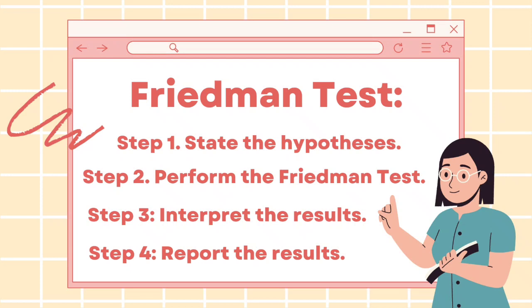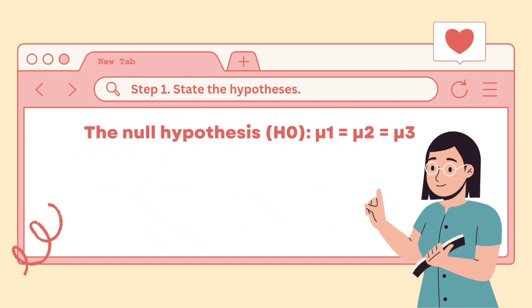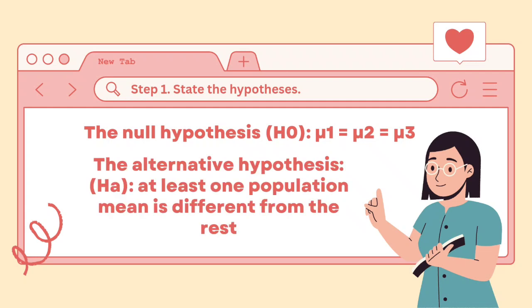So first, let's move on to step 1. Step 1 is to state the hypothesis. The null hypothesis is mu sub 1 equals mu sub 2 equals mu sub 3. So the mean reaction times across the population are all equal. And our alternative hypothesis is that at least one population mean is different from the rest.